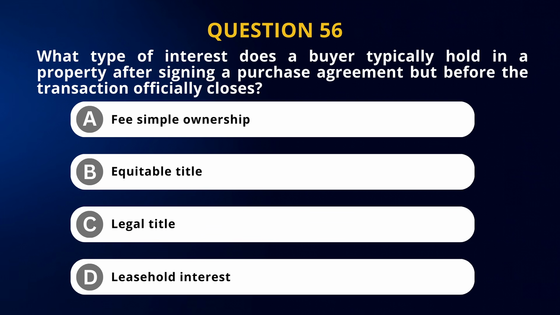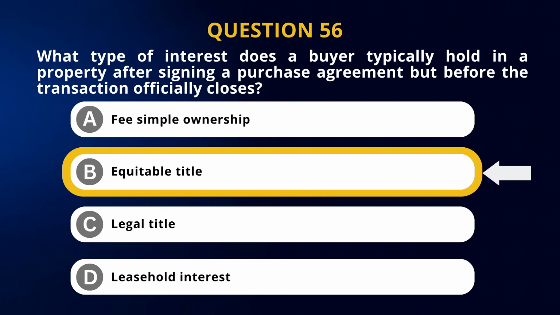Question number 56. What type of interest does a buyer typically hold in a property after signing a purchase agreement but before the transaction officially closes? Letter A, fee simple ownership. Letter B, equitable title. Letter C, legal title. Letter D, leasehold interest. And the answer is letter B, equitable title.